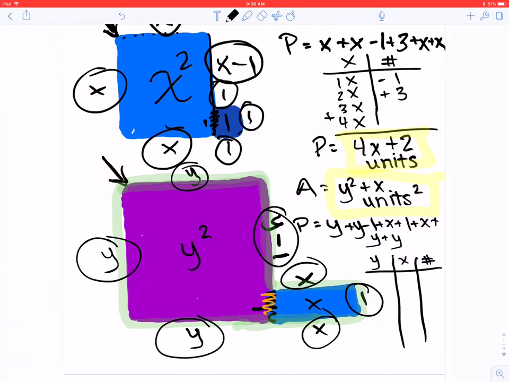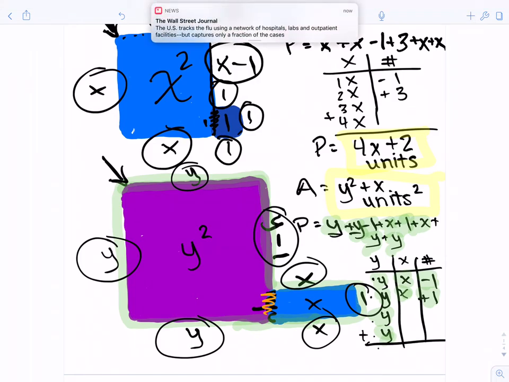So we have right here y plus y, that's these two, a minus 1, a positive x, a positive 1, a positive x, positive y, positive y. Let me walk through that again. I have a y, a minus 1, an x, a positive 1, an x, a positive y, and a positive y. I go in order so I don't miss anything. Now I can add these up. I have 1, 2, 3, 4 y's.